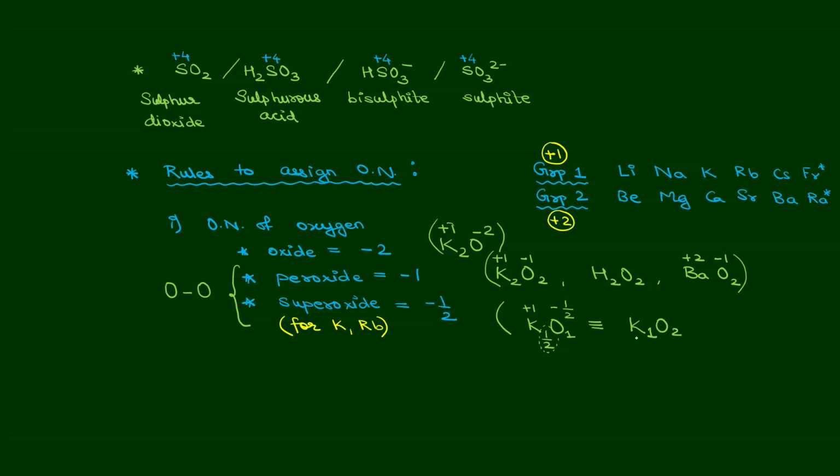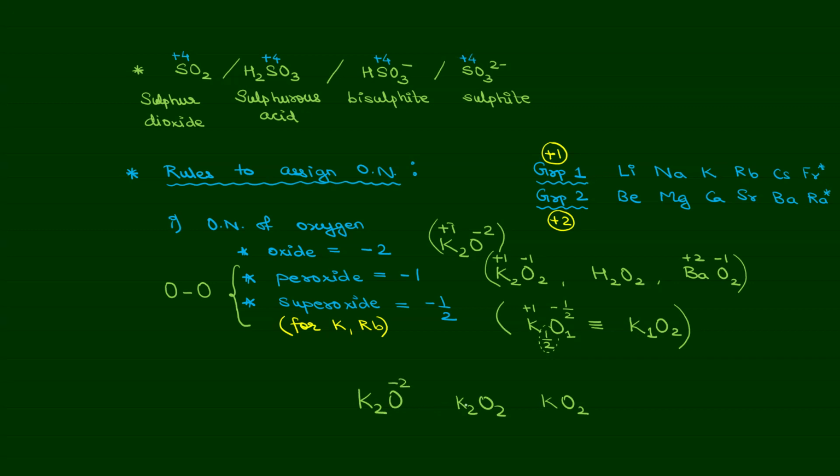Yes. Now look at the three compounds: K2O, K2O2 and KO2. Are all the compounds different? Yes, of course they are different, because the first one is called potassium oxide, with oxygen at minus 2.